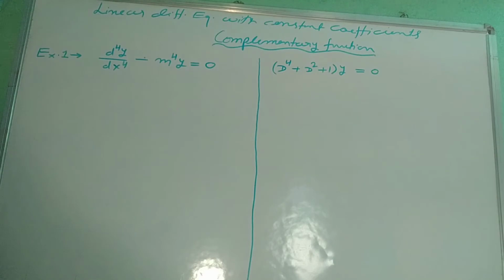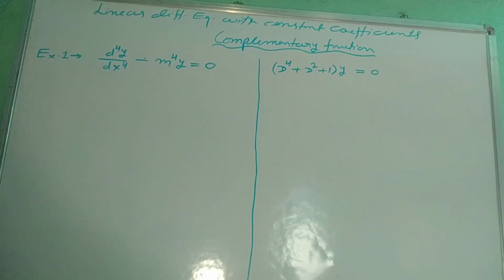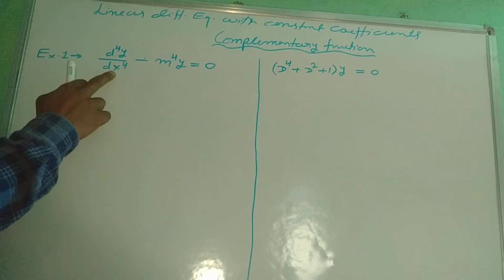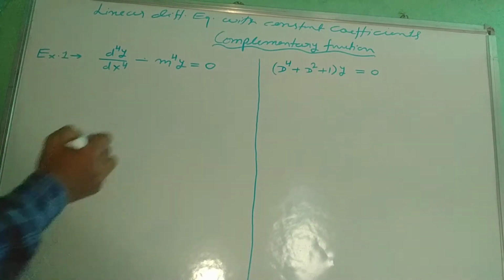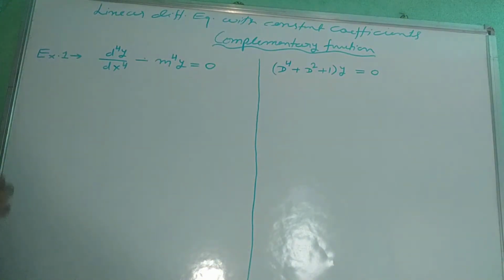Today we will learn about the complementary function. In our previous lecture, we already did the process for finding the complementary function for real roots, complex roots, and repeated roots. Now we have two examples for understanding the complementary function. One of them is d to the power 4 y upon dx to the power 4 minus m to the power 4 y equal to 0.